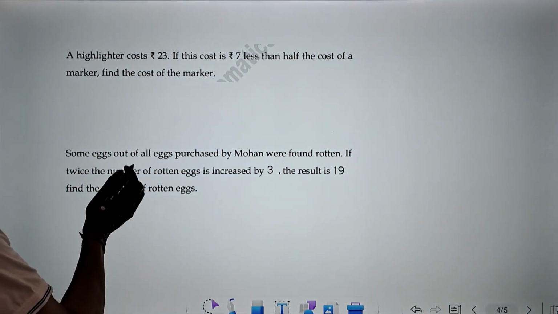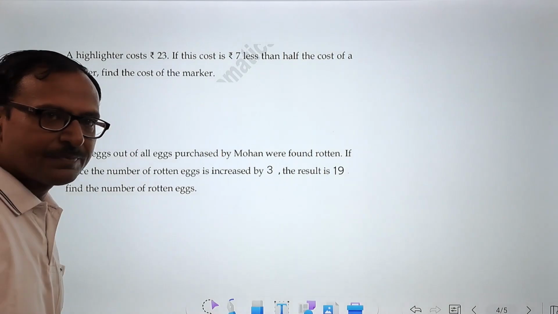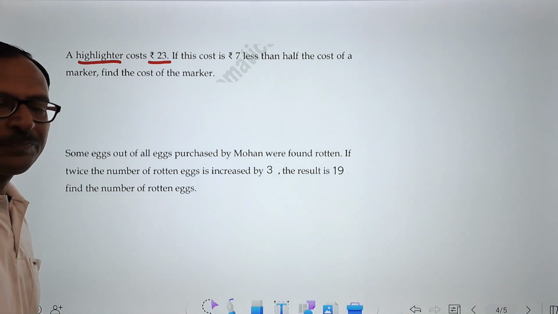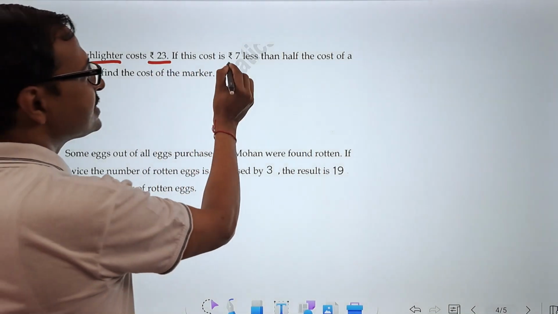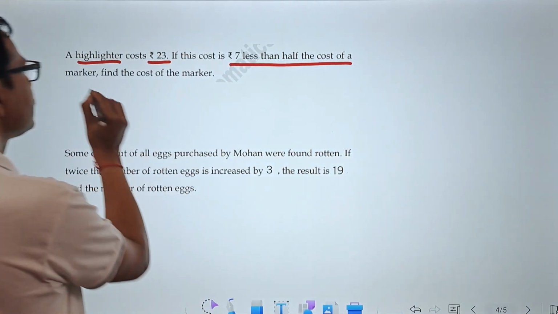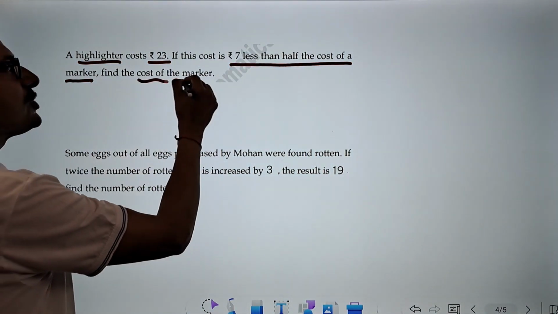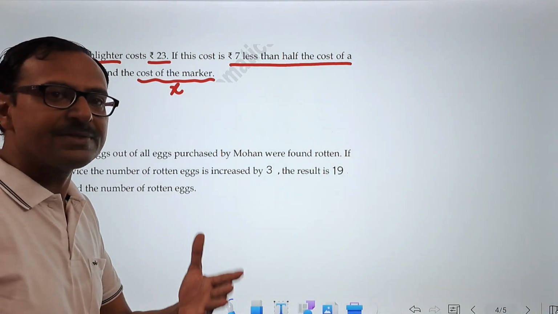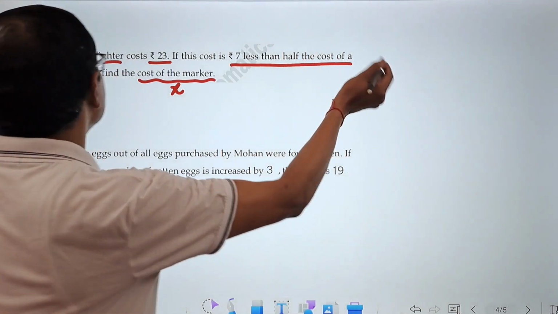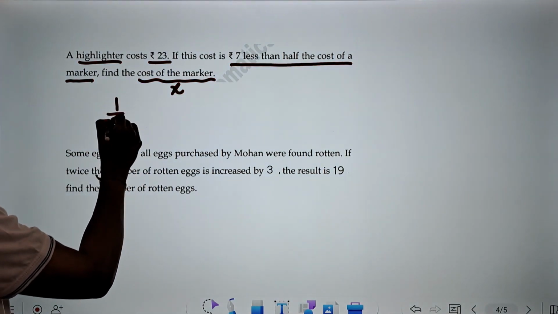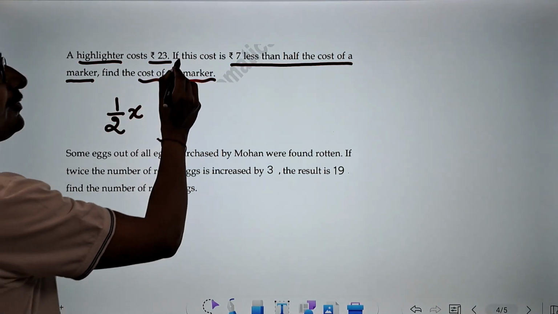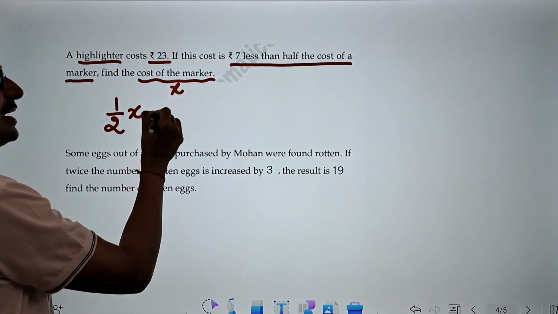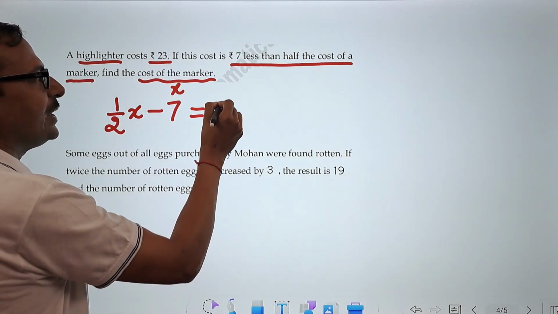Here we have the cost price of items. So there is a highlighter which costs rupees 23, and this 23 is 7 less than half the cost of a marker. So we need to find the cost of the marker. So let's assume that the cost of the marker is rupees x. Half the cost of the marker, that means half of x. Now this cost, that means this 23, is 7 less than this. So 7 less than this gives us 23.